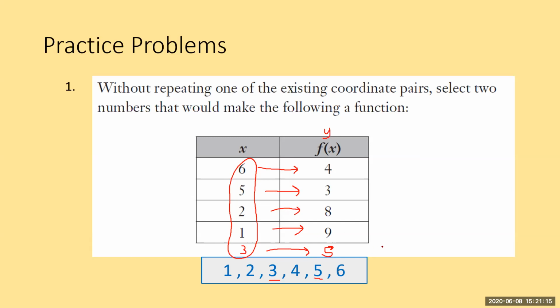You could also choose, is there anything else you could choose actually? I think that actually might be it. So yeah, 3 and 5 would work here. Now you could also, of course, repeat coordinate pairs that are already there. However, they're asking you not to repeat the coordinate pairs. So 3 and 5 would work here.